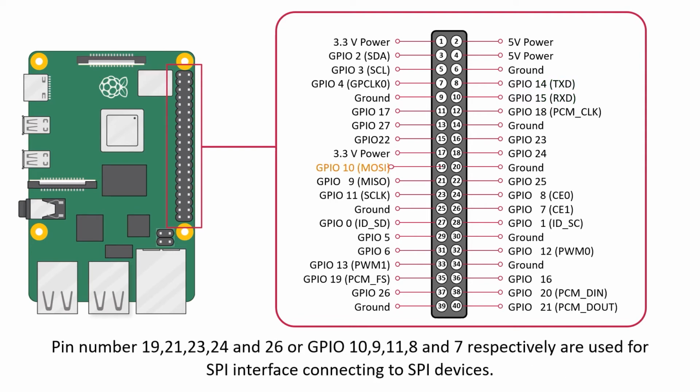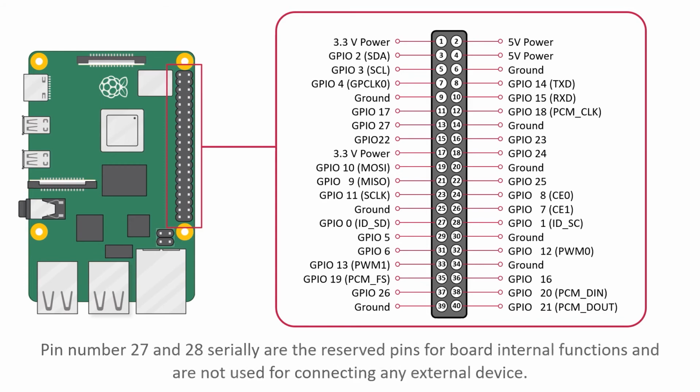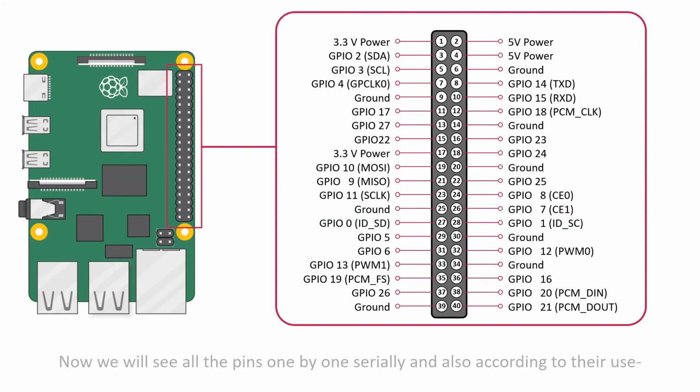Pin number 19, 21, 23, 24 and 26 or GPIO 10, 9, 11, 8 and 7 respectively are used for SPI interface connecting to SPI devices. Pin number 27 and 28 in a serial manner are the reserved pins for board's internal functions and are not used for connecting any external device. Now we will see all the pins one by one in a serial manner and also according to their use.